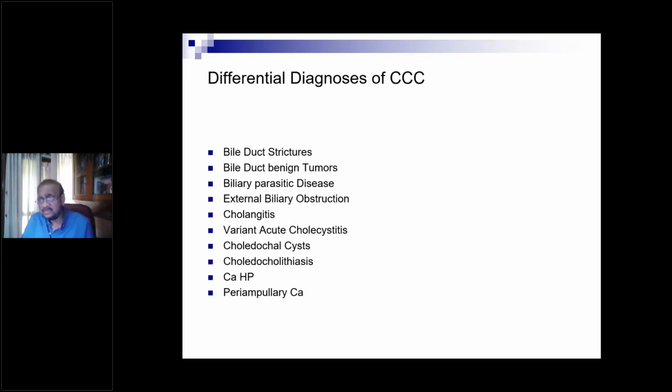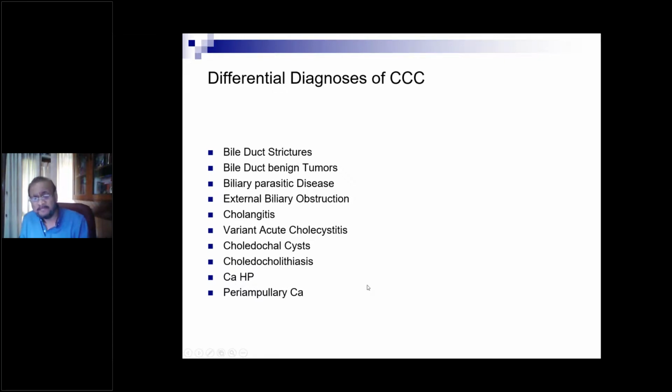The differential diagnosis of cholangiocarcinoma is important. Why? Because you don't make a diagnosis of cholangiocarcinoma very easily, although it's always kept in the differential diagnosis. Making a primary diagnosis of cholangiocarcinoma is not very easy. Why? Because a number of other pathologies give the same presentation, for example, a bile duct stricture, a bile duct benign tumor, a biliary parasitic disease, an external biliary obstruction, cholangitis, variant of acute cholestasis, choledochal cyst, choledochal lithiasis, carcinoma head of pancreas, periampullary carcinoma.